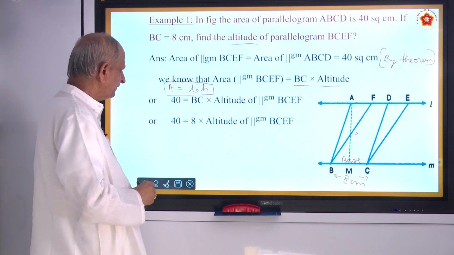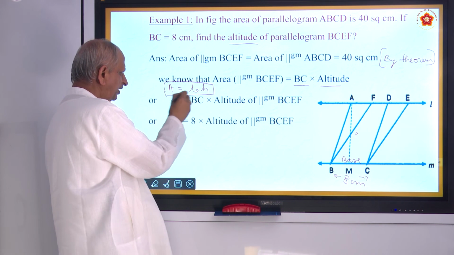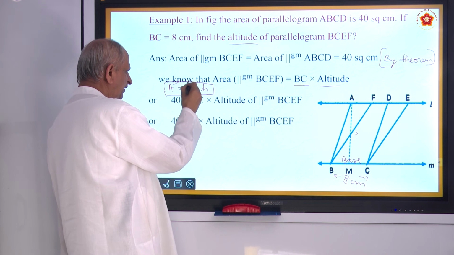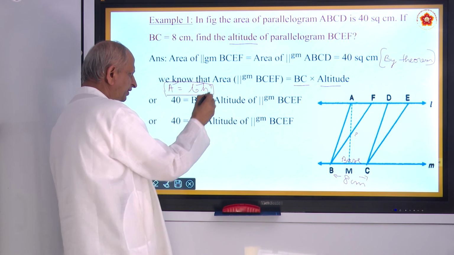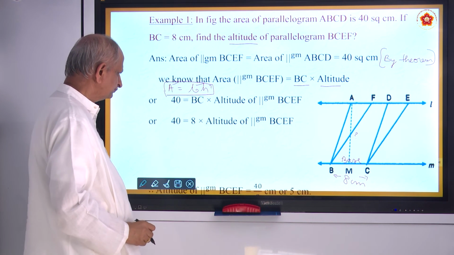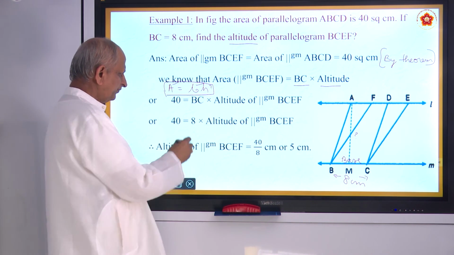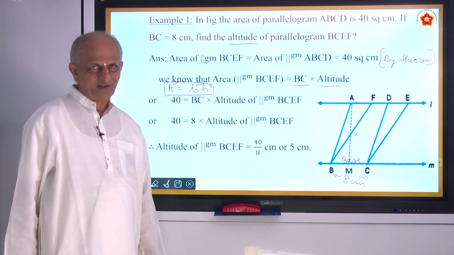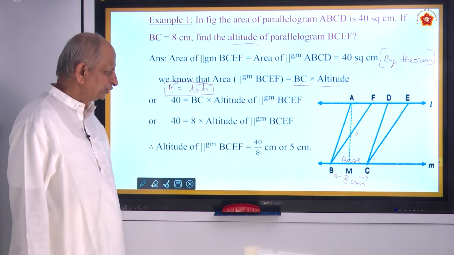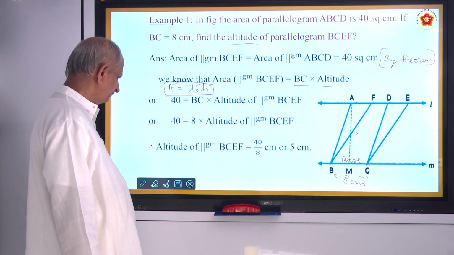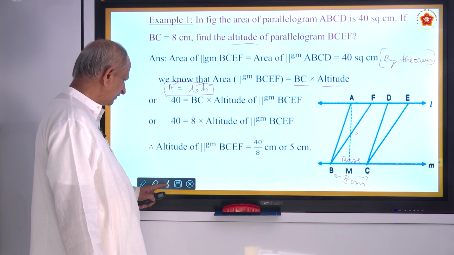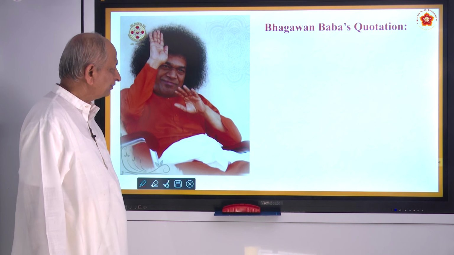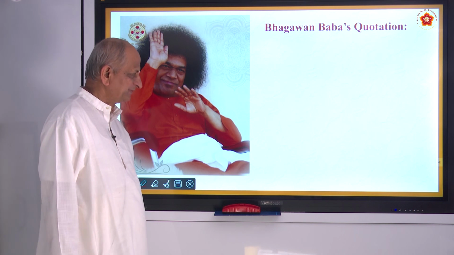What is B? B is called base, H is called height or altitude. You have to find out H here, A and B are given. And altitude becomes 40 by 8, that is 5 centimeters. Follow it? I think you understood this. A very simple question. Maximum is 2 marks for this. Noted? Very good.